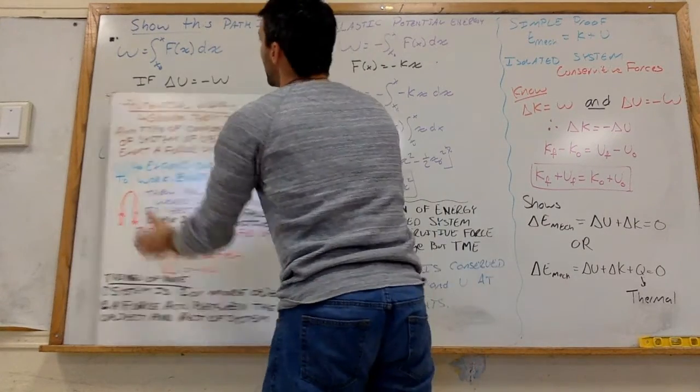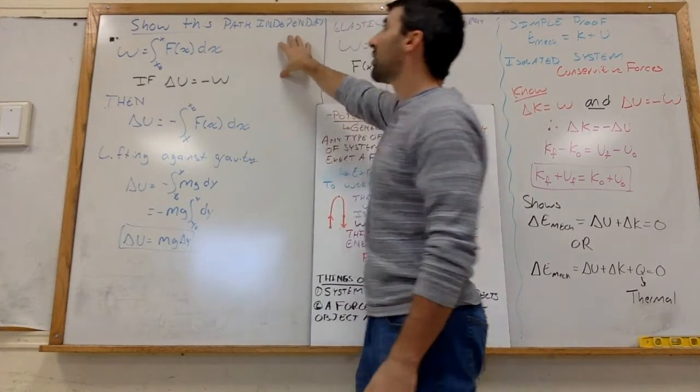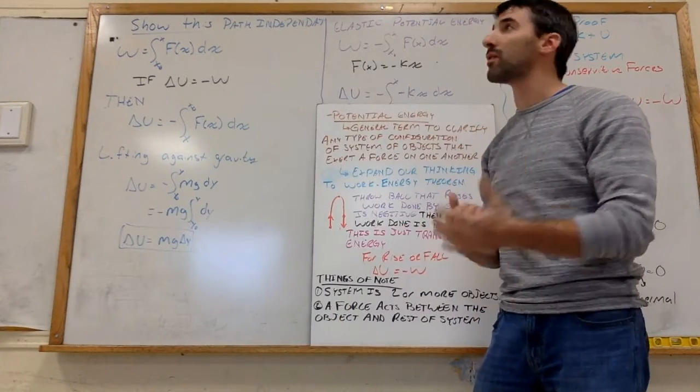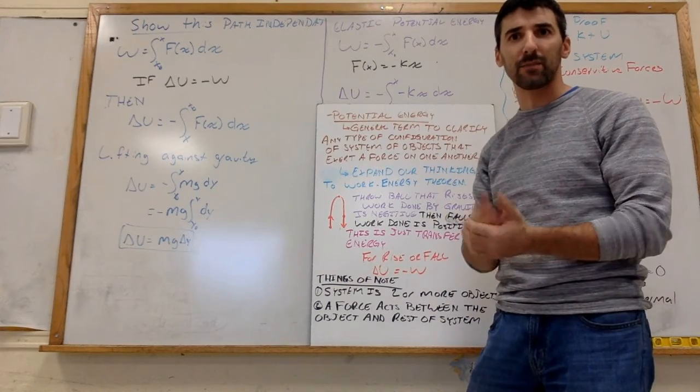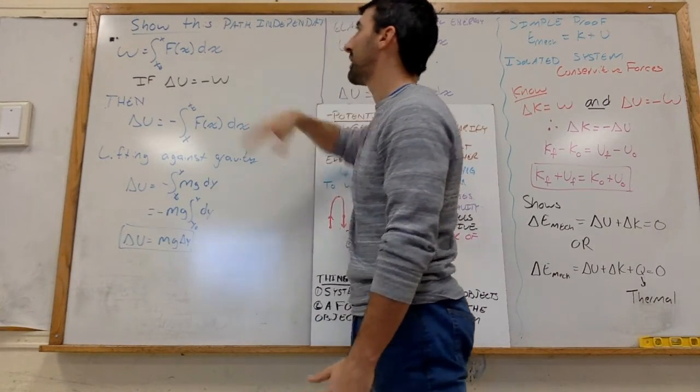So to continue, we can show this kind of simply. We're going to show that work and energy are relatively the same. It actually, again, doesn't really matter the type of work we're dealing with. And we're going to show that it's path independent.